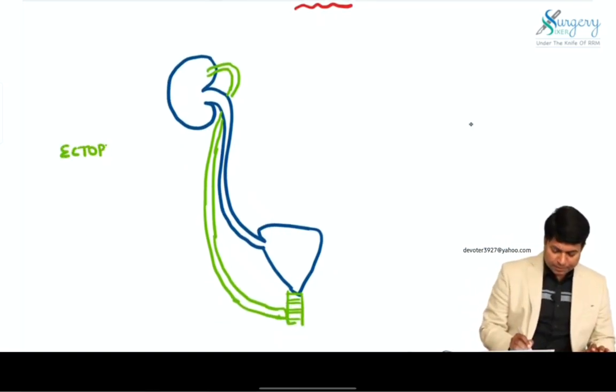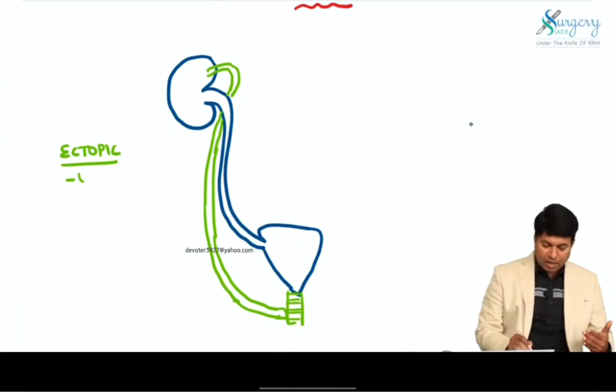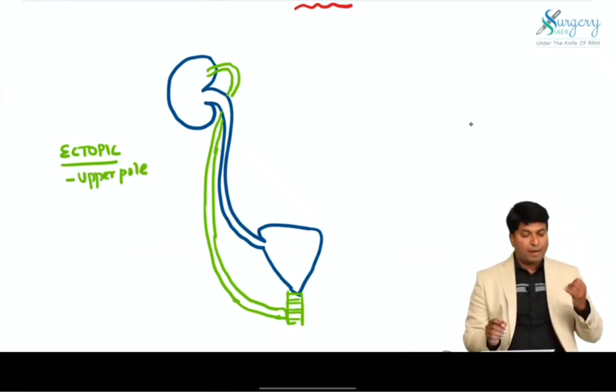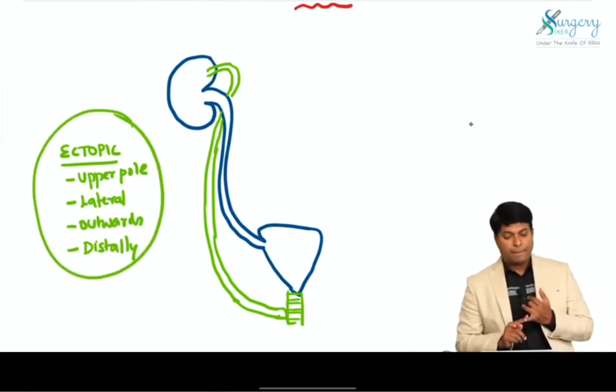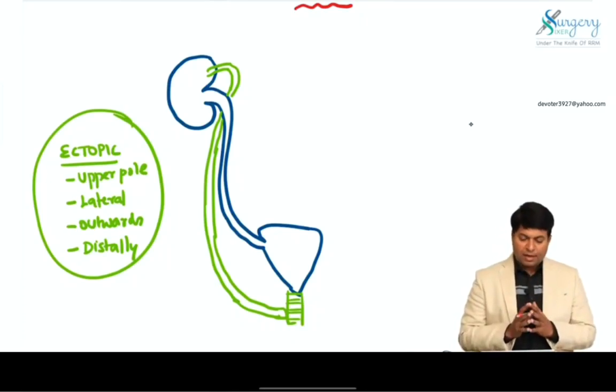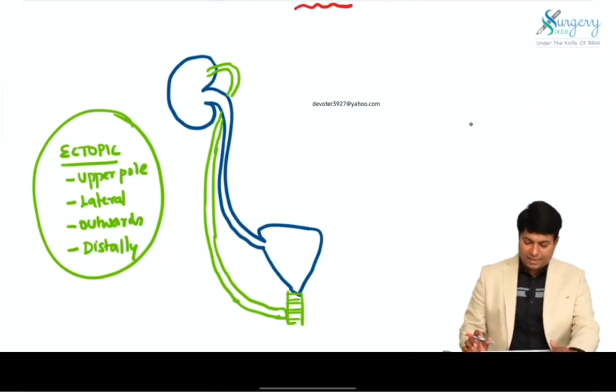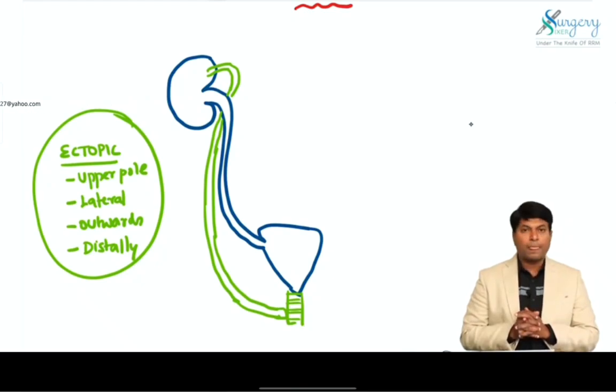What are the properties? Number one, it arises from the more proximal or upper pole. The upper pole ureter is usually abnormal. Number two, it runs laterally, outwards. And where does it join? It joins distal to the normal ureter. So the ectopic ureter features are: it arises from the upper pole, and it runs laterally, outwards, and distally. And this is one type of ectopic ureter.